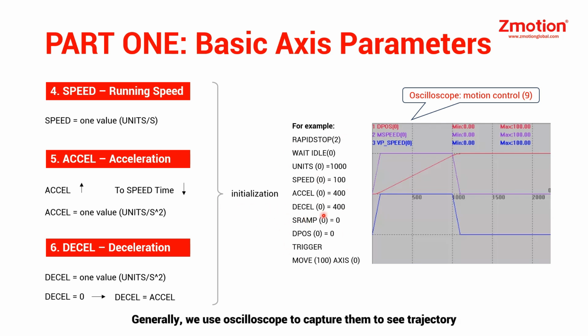Generally, we use oscilloscopes to capture them to see trajectories, and the speed curve shows them all: acceleration, speed, deceleration. As before, we had talked about oscilloscopes. Please go to Motion Control Start 9.